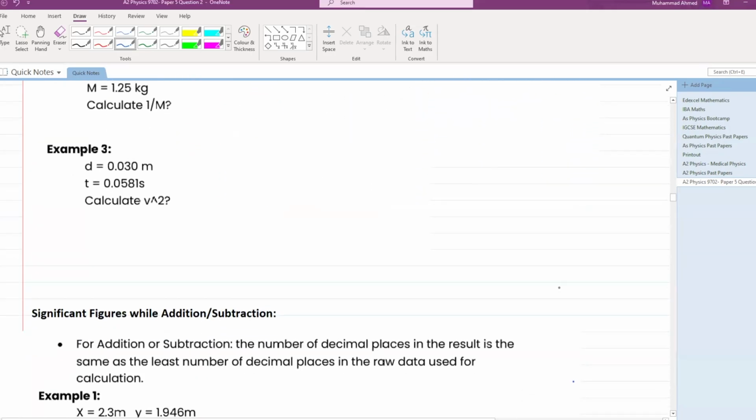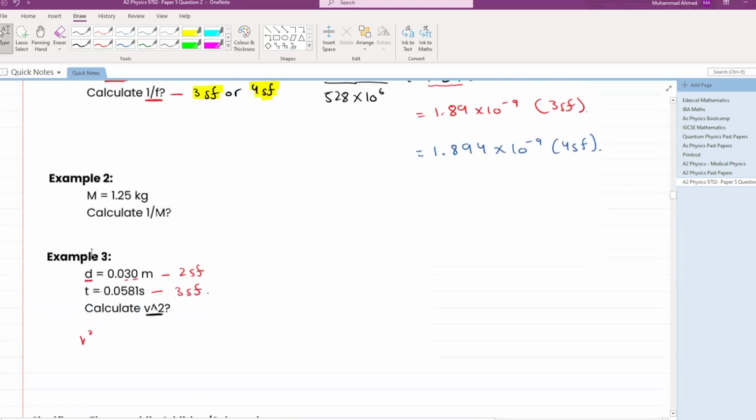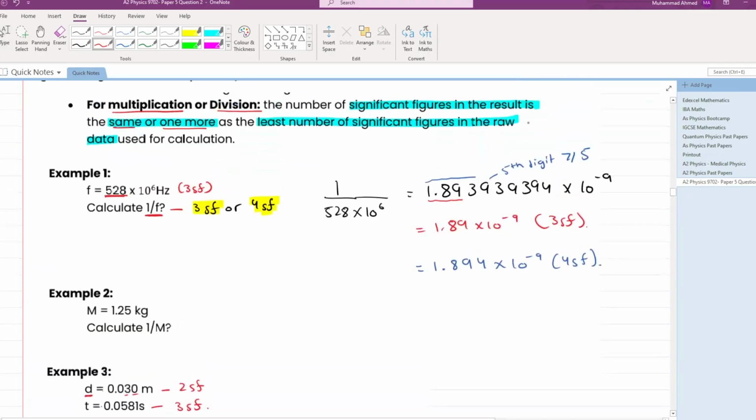Now, example number 3 has a slight twist. In example number 3, you have 2 raw data, or 2 values through which you have to calculate the velocity square. If you analyze here, this d or distance has how many significant figures? 1, 2. 2 significant figures. This time period t is still 3 significant figures. Now, what will be the number of significant figures in velocity square? Please remember the rule. Your number of significant figures is same or one more as the least number of significant figures in the raw data.